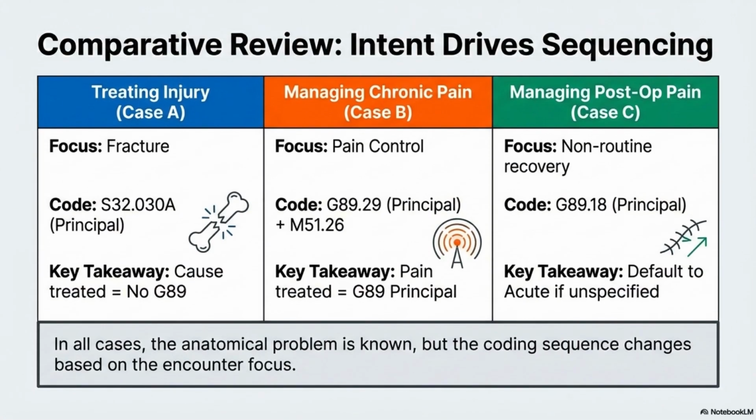Across all three cases, the underlying condition is known, but the sequencing shifts based on the intent of the encounter. Case A: the focus is treating the fracture, so the condition code is the principal diagnosis. Case B: the focus is managing chronic pain, so G89 becomes the principal diagnosis. Case C: the focus is addressing non-routine postoperative pain, so G89 is again the principal diagnosis. Ultimately, the why behind the visit determines the correct principal diagnosis.